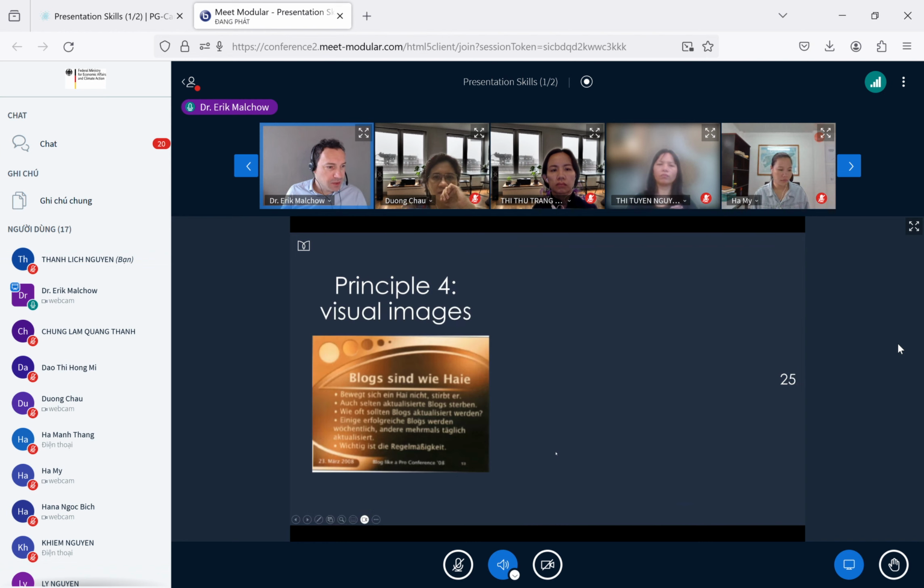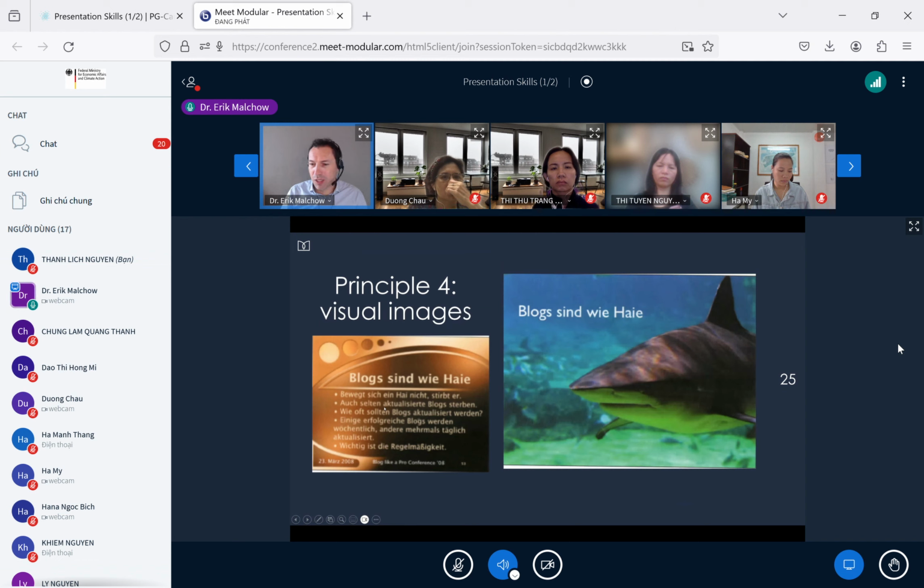So, principle 4, use visual images. This slide to the left says blogs are like sharks. If a blog doesn't move, it dies, like a shark dies too, and so on. So this is in German. But if we use a picture of a shark and we just use the headline and say the other things that are there in brackets, then it's much more understandable.